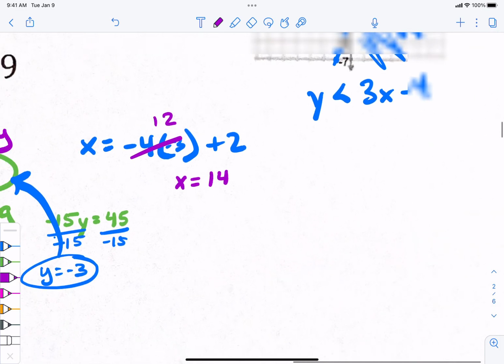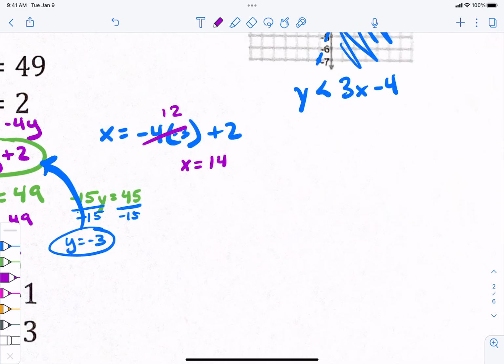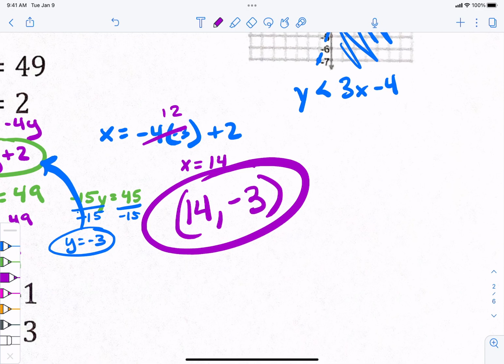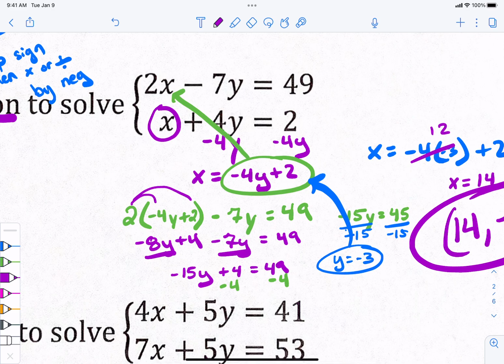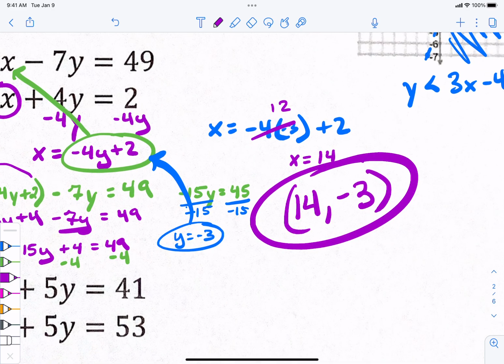All right, how are you going to write your answer? Okay, now we're going to do 14, negative 3. X comma y is a coordinate point, right? Okay, now, why do I care about 14, negative 3? What's special about 14, negative 3? Where it intersects. Yeah, these are two lines, right? Those are two linear functions, and they're going to intersect at 14, negative 3. Perfect. Okay, that was substitution.